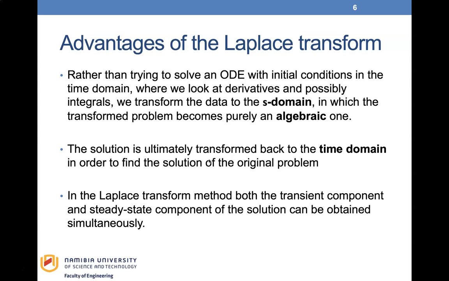In the Laplace transform method, both the transient component and steady state component of the solution can be obtained simultaneously. If you remember in differential equations, when you were solving them, you have the particular solution and you have the general solution. And you separated these two and solved for the two and then combined them. Laplace transform is able to provide one solution that gives you both the transient component and the steady state component.